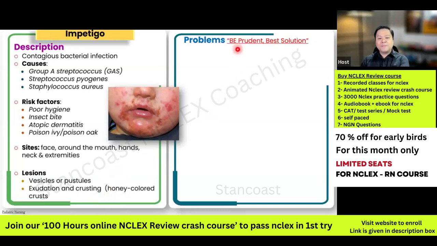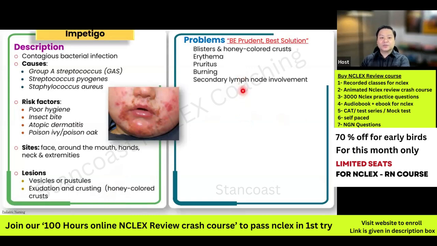Now, the other problems that you can see in this patient, we have here the Be Prudent Best solution. That's my mnemonic for the following manifestations, such as the blisters and honey-colored crust. There's erythema, there's pruritus, there's burning, and also secondary lymph node involvement if the impetigo has not been treated for quite a long time. And so there will be some lymph node enlargement as well.